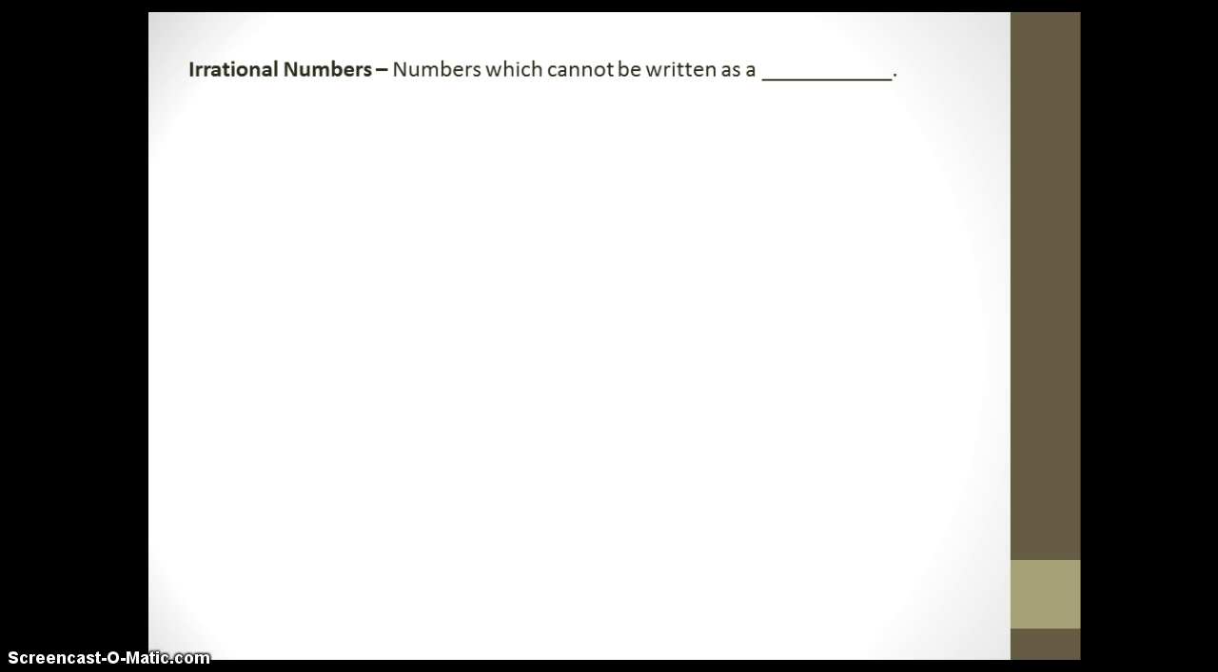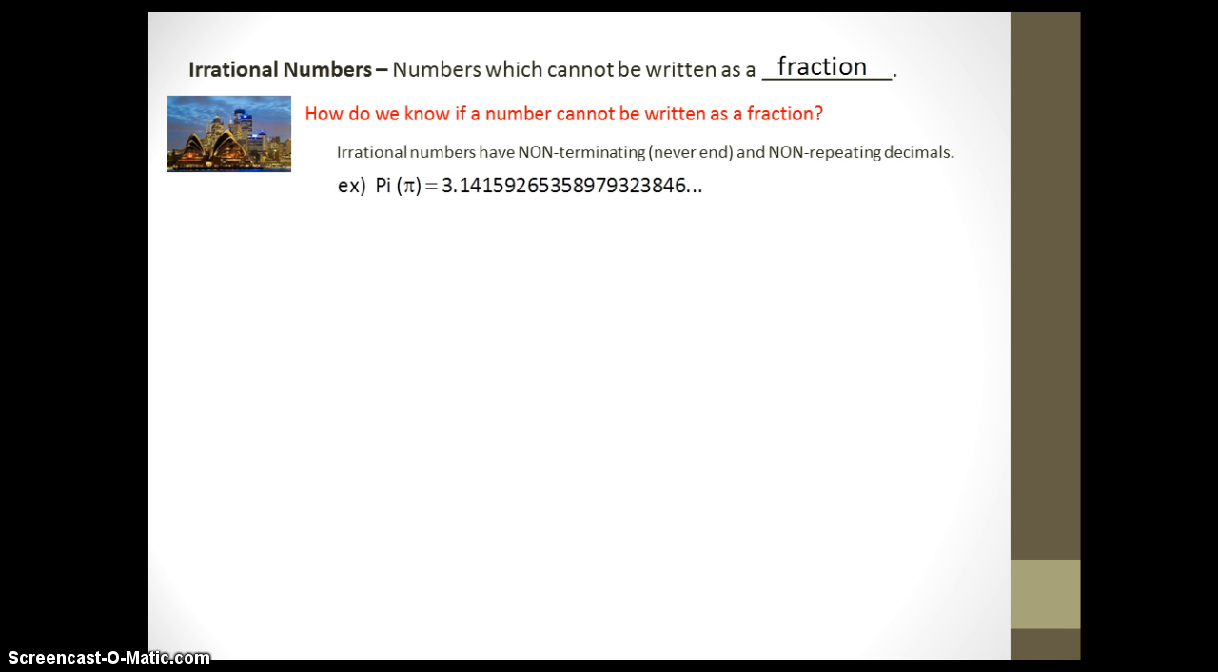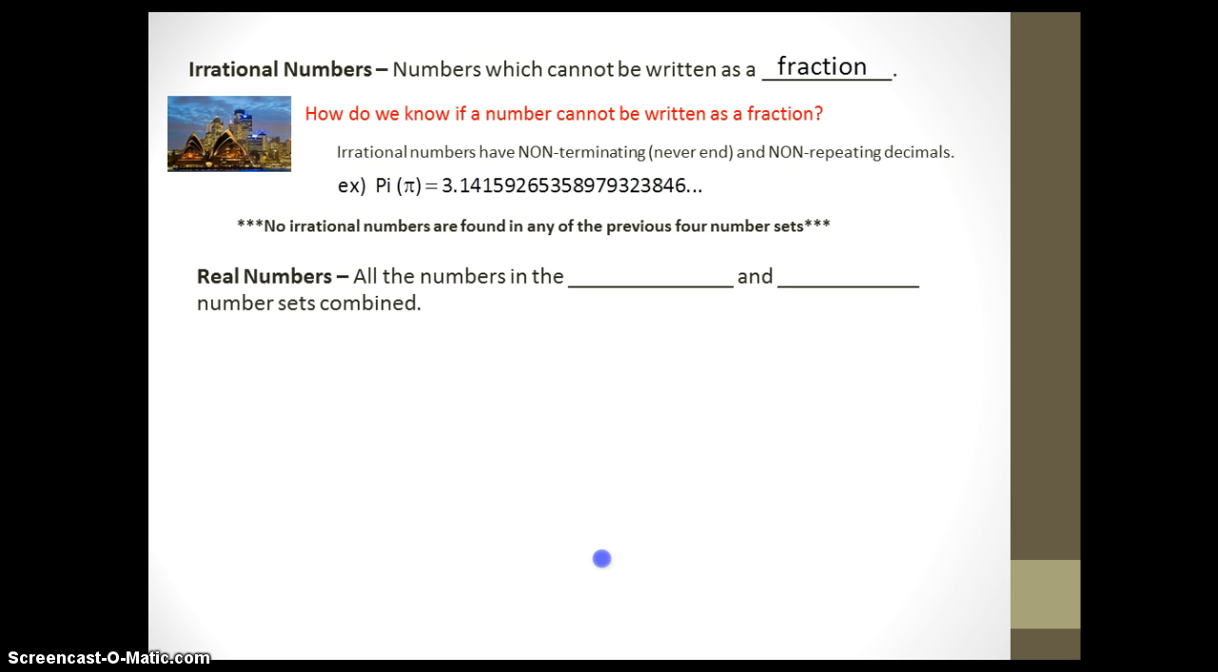Irrational numbers are like thinking about a foreign country. They're numbers that cannot be written as a fraction. So, how do we know if a number cannot be written as a fraction? Irrational numbers have non-terminating, meaning they never end, and non-repeating decimals, such as pi. Pi is an irrational number because it never repeats and it never ends. There are no irrational numbers found in any of the previous 4 sets. So irrational numbers are separate from rational numbers.